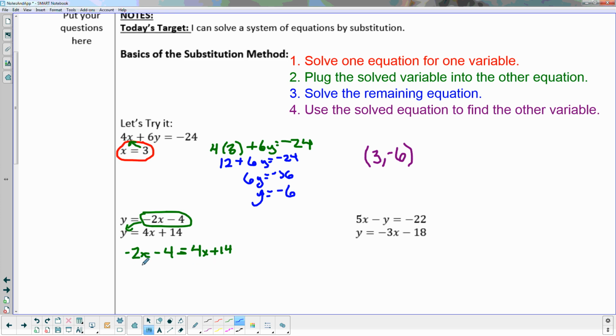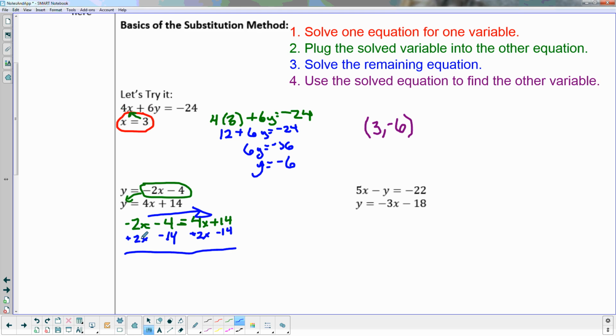I'll add 2x to both sides. And to try to speed up the process a little bit, since I'm moving x's this way, I want to move numbers the opposite way. So I'm going to subtract 14 at the same time. So this is a way to kind of speed up your process, kind of make your life a little bit easier. Doing two things at once, as long as you can handle it, is okay.